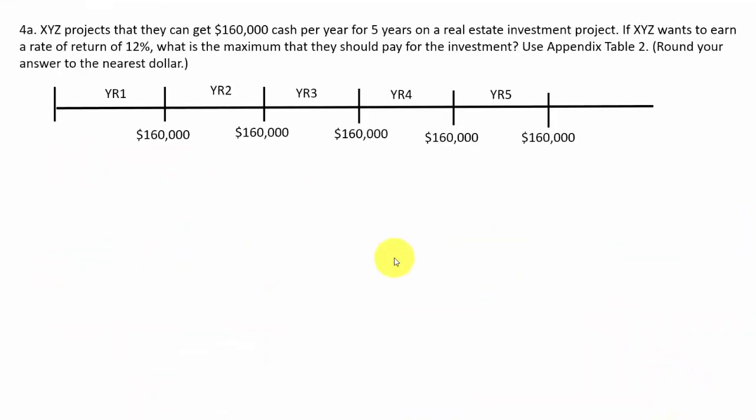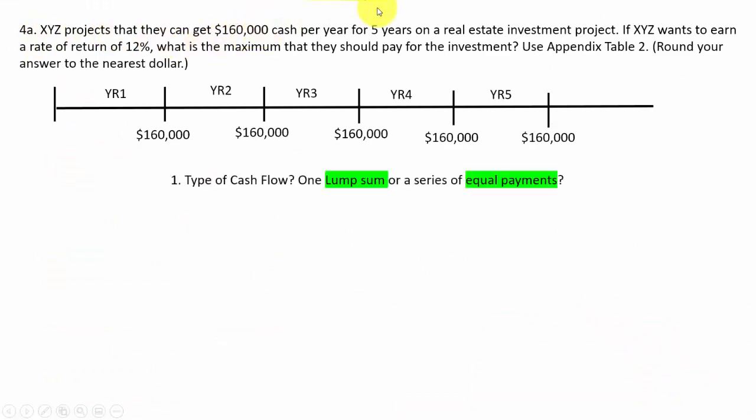Here's our first question. XYZ projects that they can get $160,000 cash per year for 5 years on a real estate investment project. If XYZ wants to earn a rate of 12% per year, what is the maximum that they should pay for this investment? They already tell you to use Table 2, but I'm going to go through my little summary of how you would figure this out.